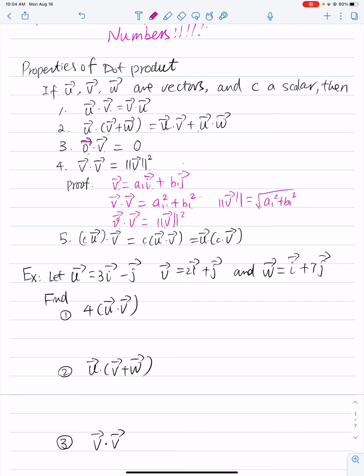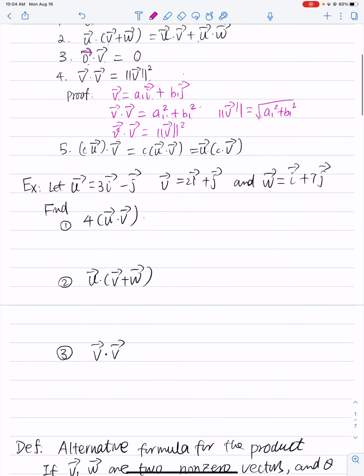Okay, the next thing is to look at some examples. We have, for the first one, what is u dot v? Using the formula, what will we do? It's a1 a2 plus b1 b2. So 3 times 2 plus negative 1 times 1. So what do we have? 6 minus 1 is 5, times 4 is what? 20.